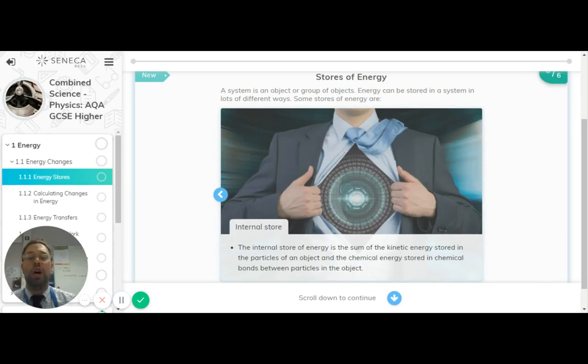And the last one we've got is an internal store. Now, internal, you think, well, it's just inside of something, but it's actually related, when we're talking about it, to the temperature of something. When you raise the temperature of something, you're increasing its internal energy store. The kinetic energy of the actual particles increases. The particles start to vibrate more, and obviously we relate that to temperature. Something's hotter, the particles are vibrating more. So as the internal energy of something increases, the particles start to vibrate more. They've got more kinetic energy, and the object's obviously starting to get hotter.